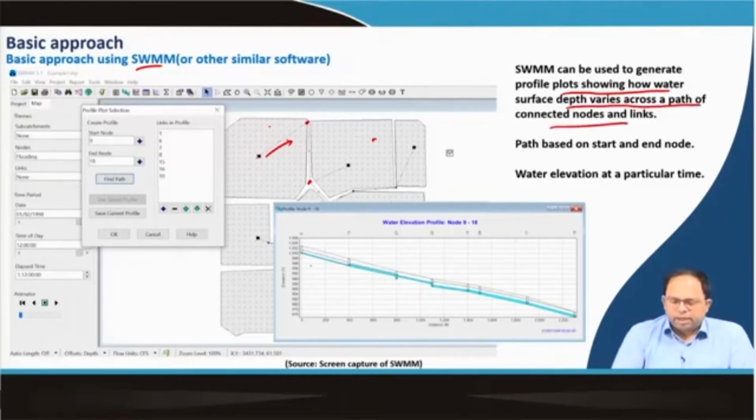So, this is the sewer network. We determine that the start node is maybe 1 and the end node is 18, and so these are the different links in the profile.